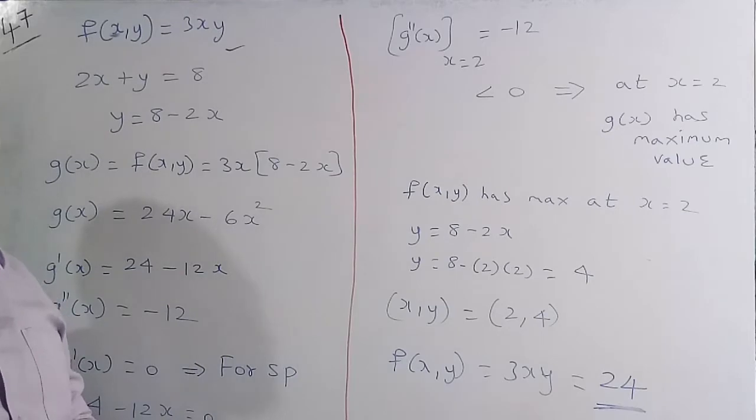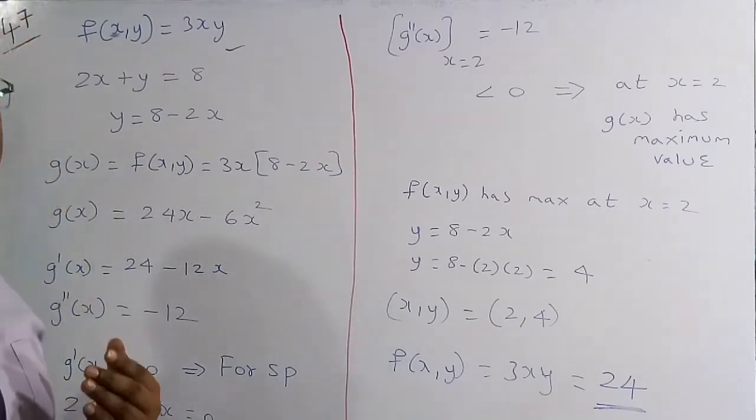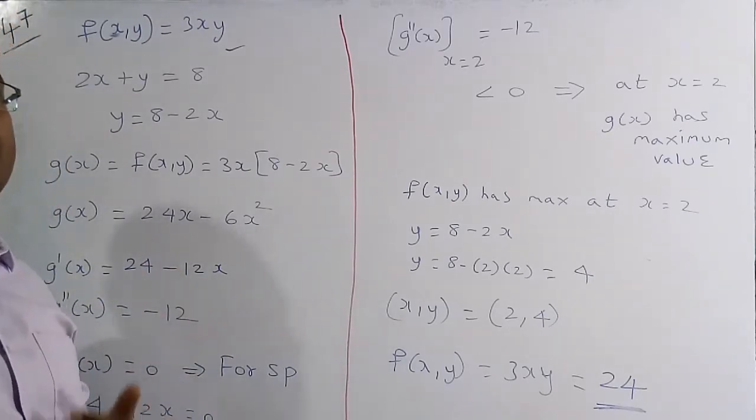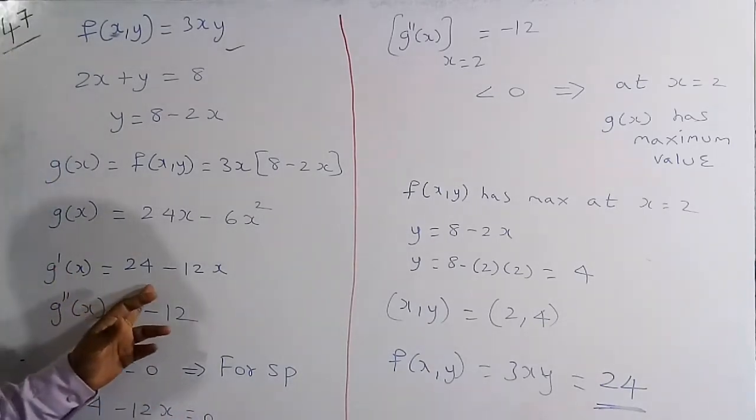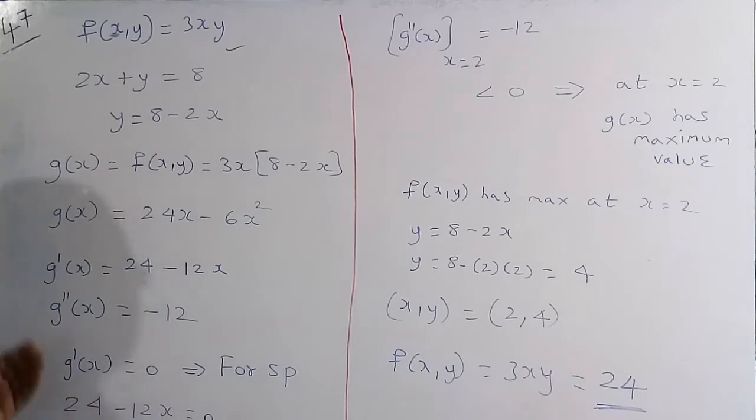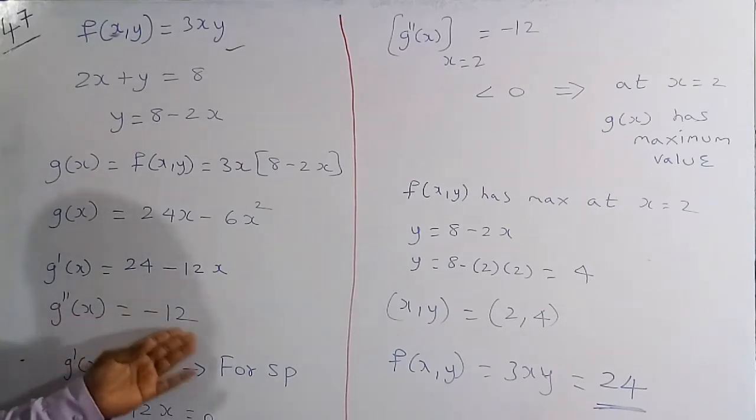Now for this equation in terms of a single variable, we have to find the stationary point. If you want to know the stationary point, we have to go for the first derivative and also the second derivative. The first derivative with respect to x is 24 minus 12x, and the second derivative is minus 12.